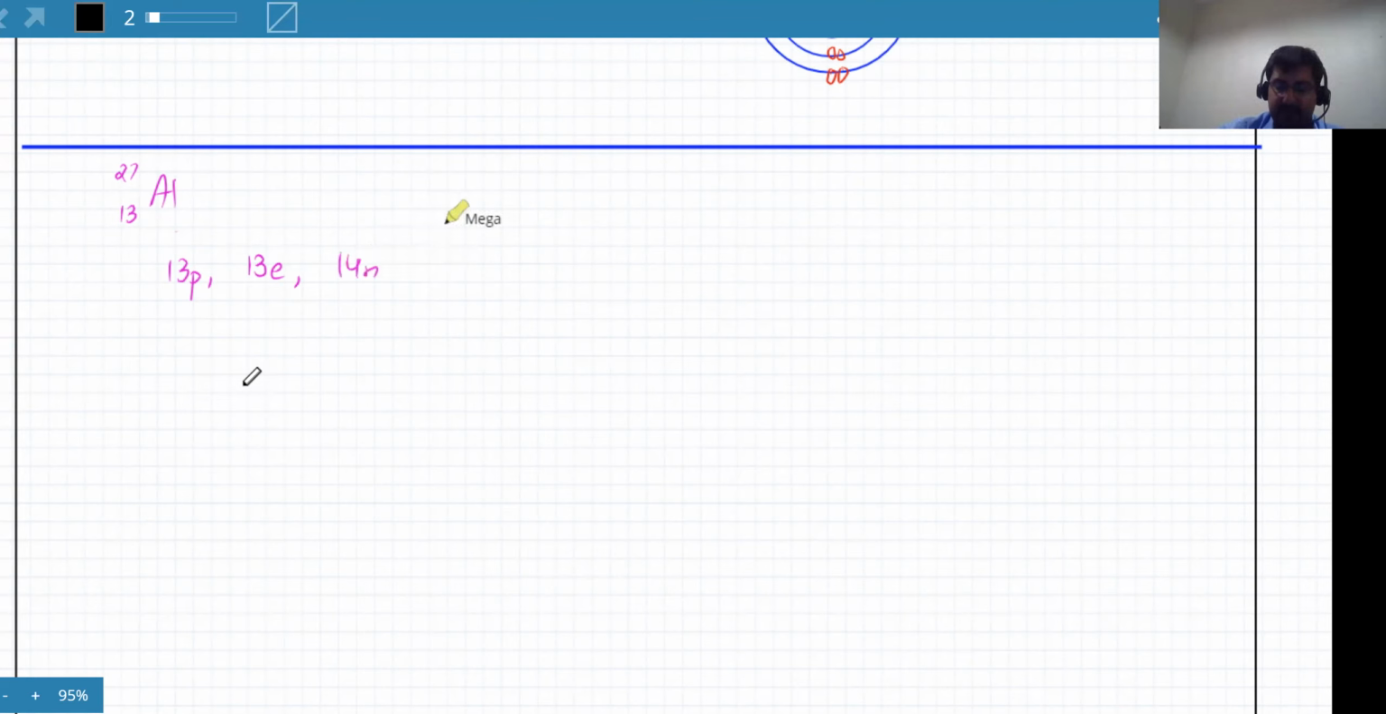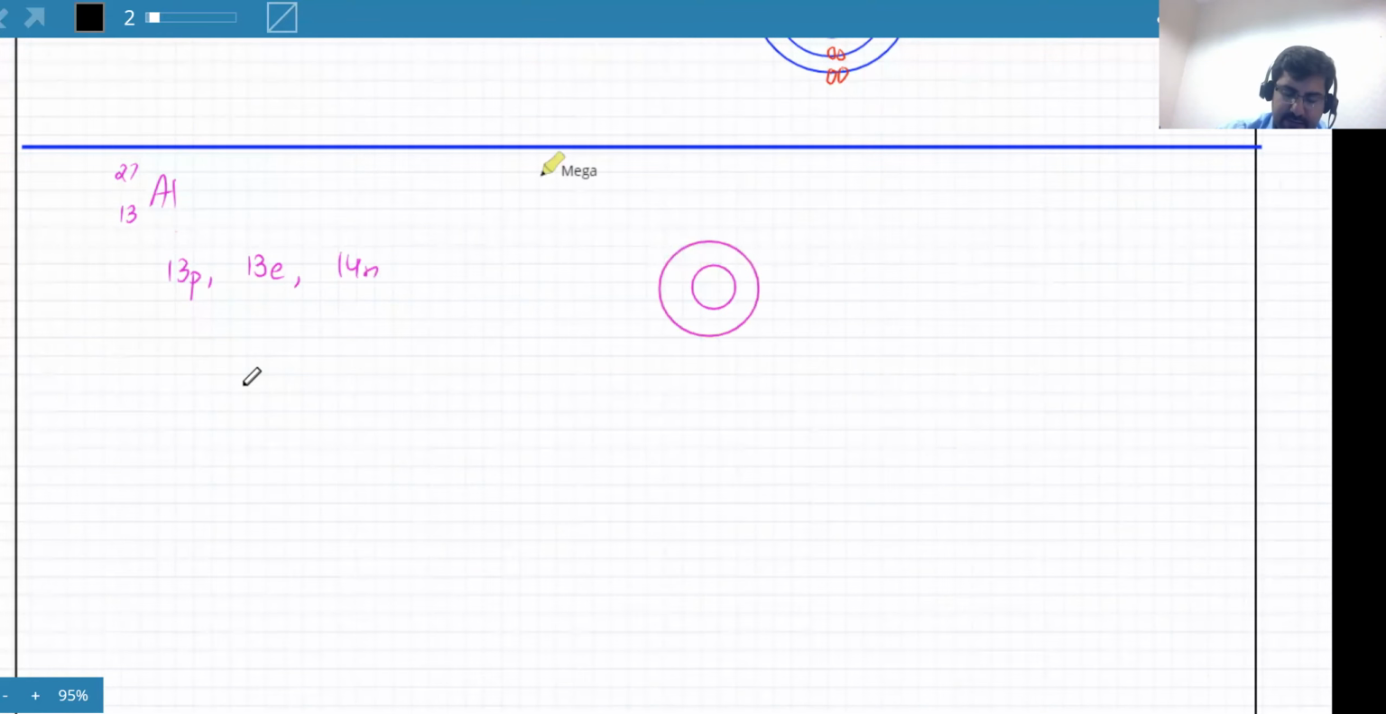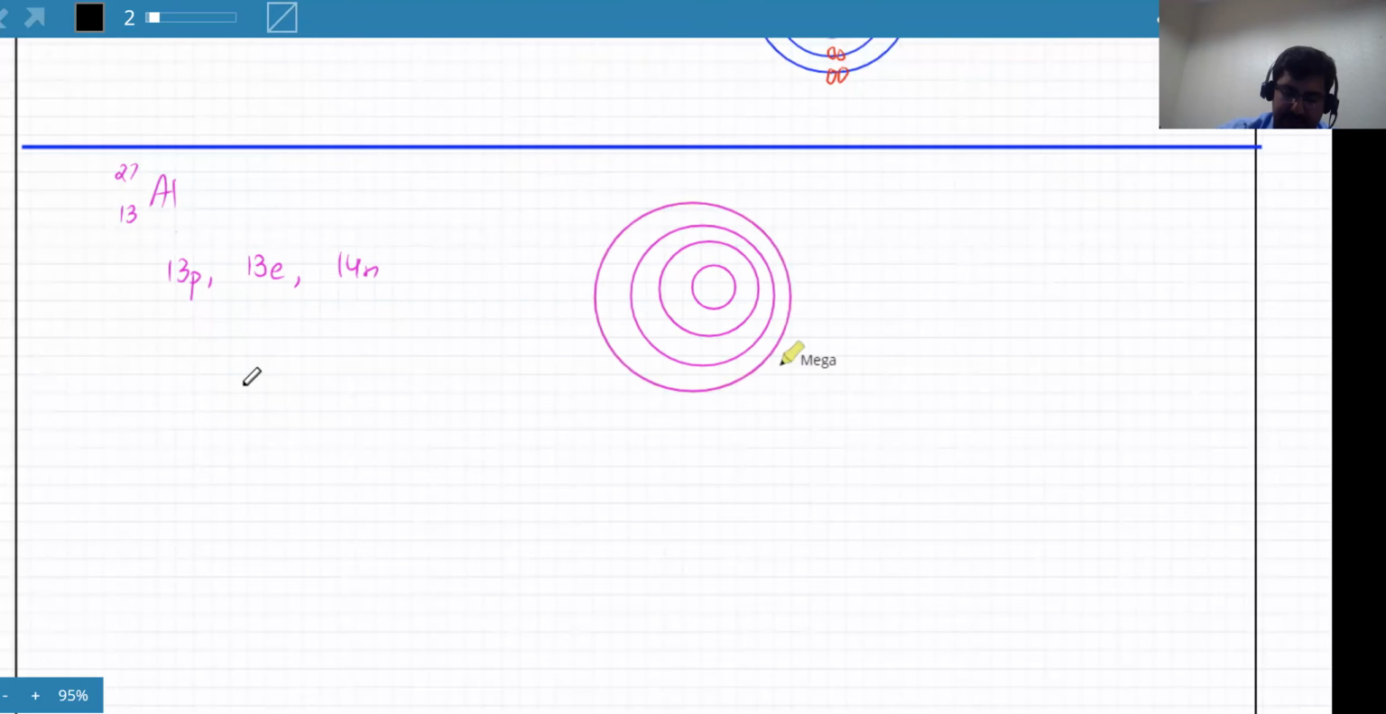So I'm just going to quickly write the electronic configuration of this atom. So that's your nucleus. That's one of the shells, the second shell, and the third shell. So how are 13 electrons going to be arranged? Just write 2 in the first one, and there are going to be 8 in the second one. And you run out of electrons. There are only 3 electrons that would occupy the third shell. So I'm going to add these over here. One second.